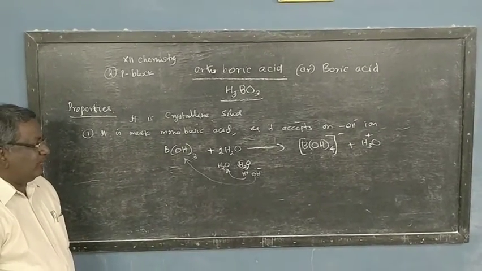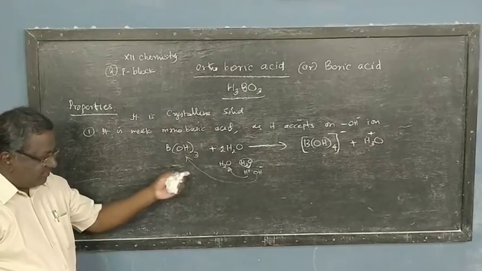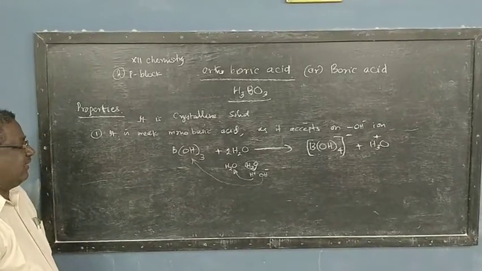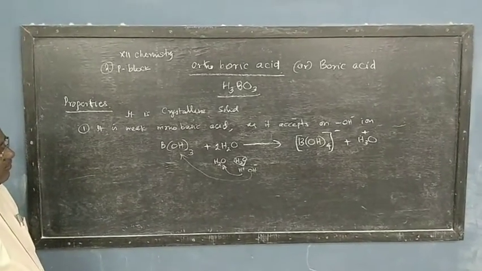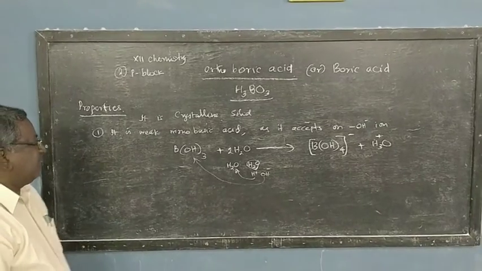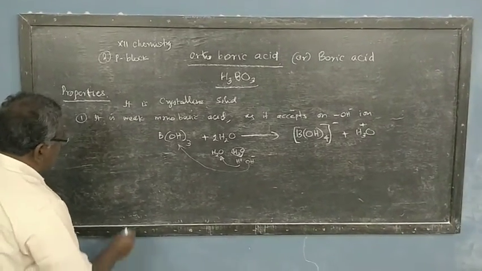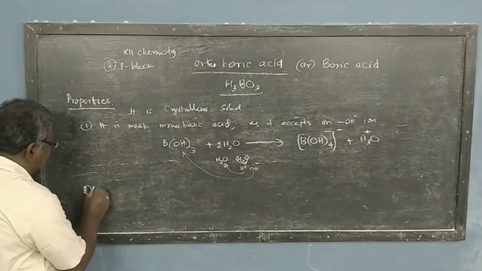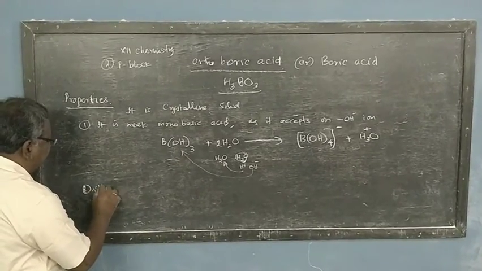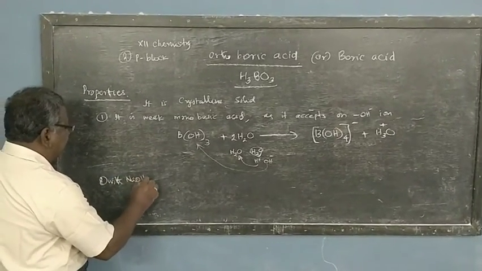Orthoboric acid is a monobasic acid. Why? In this equation you have to write this. It accepts one OH minus and forms hydronium ion. Therefore it is weak, right? Then the second reaction is with sodium hydroxide, right?